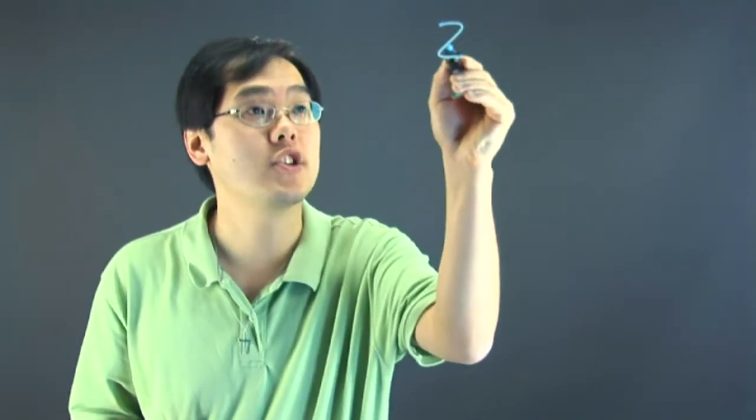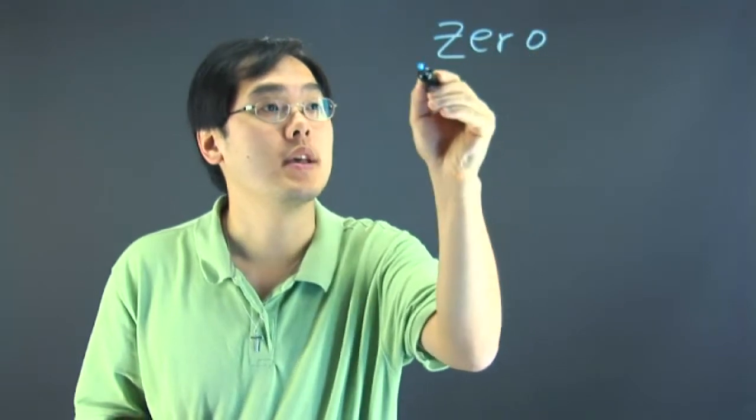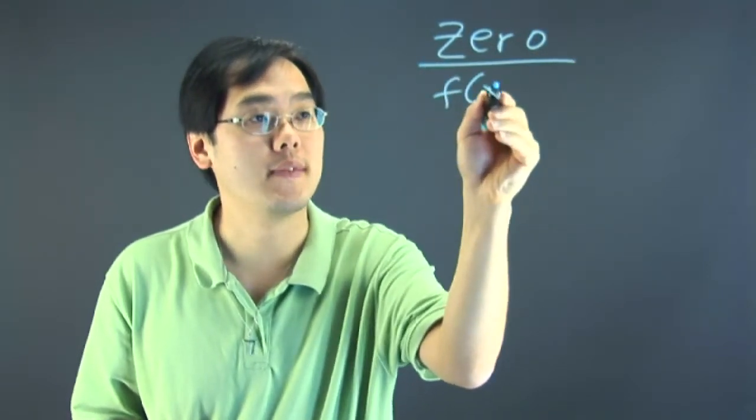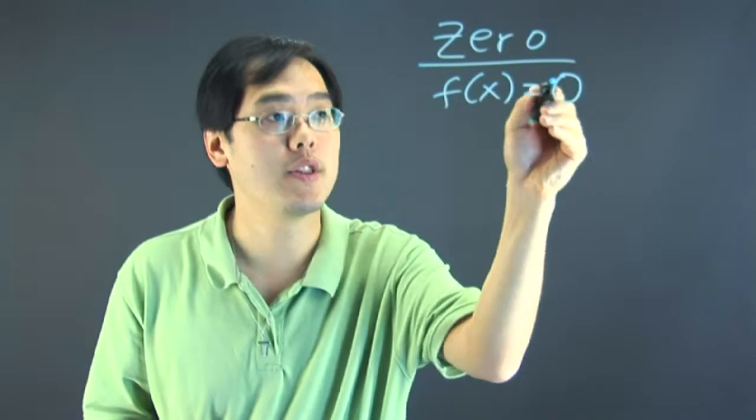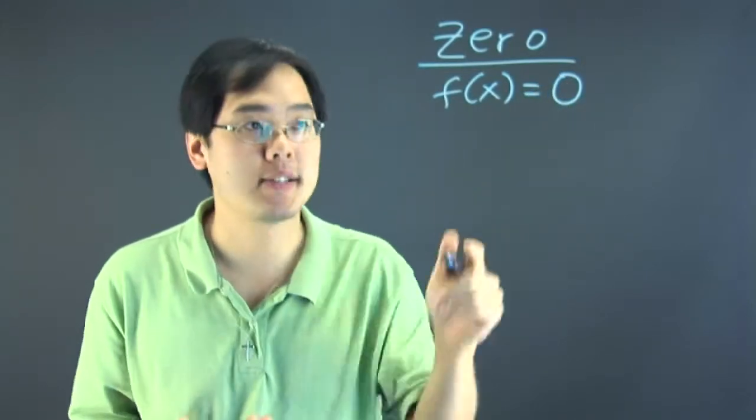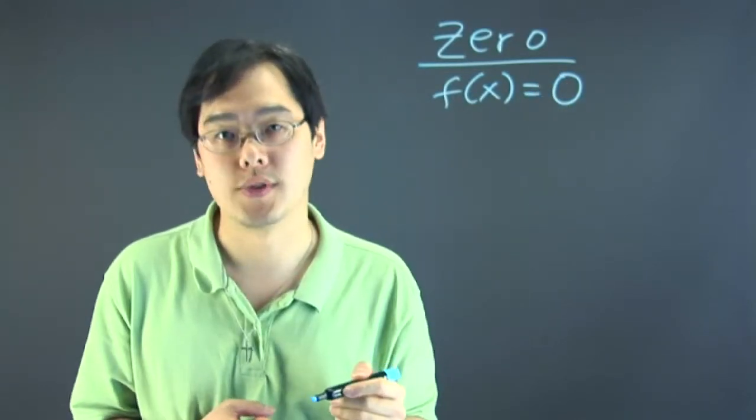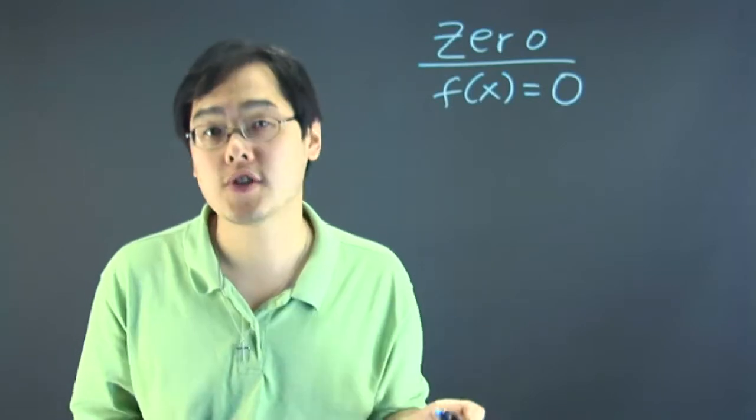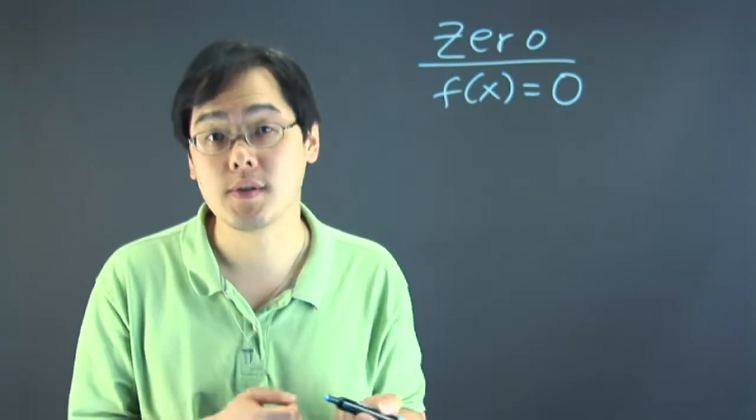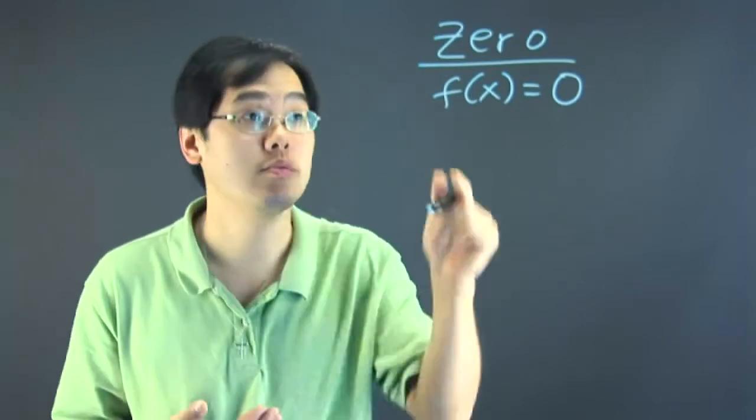Now, before we do that, it's important to understand the definition of what a zero is, because it actually has a pretty easy definition. The definition of a zero is when the function, f of x, is equal to 0. In other words, you want to find the values of x that will make the function equal to 0. So whatever function you have, in order to find the zeros, you always want to set it equal to 0.